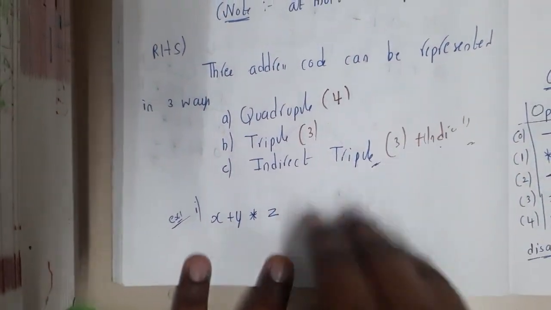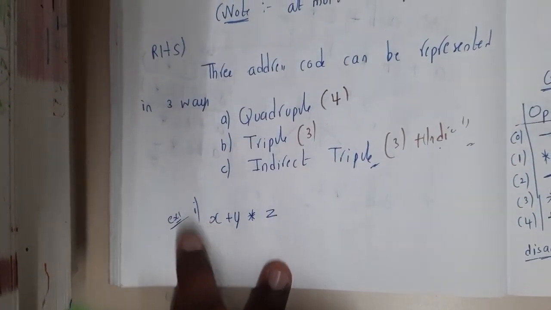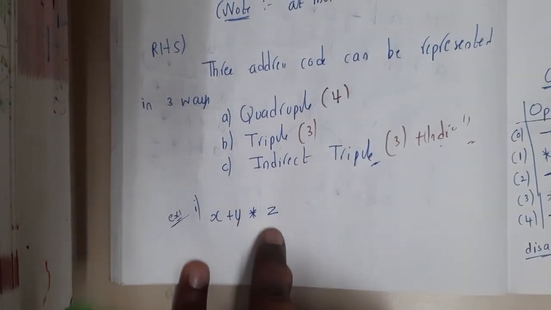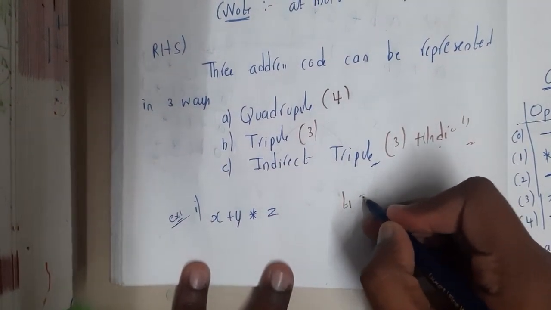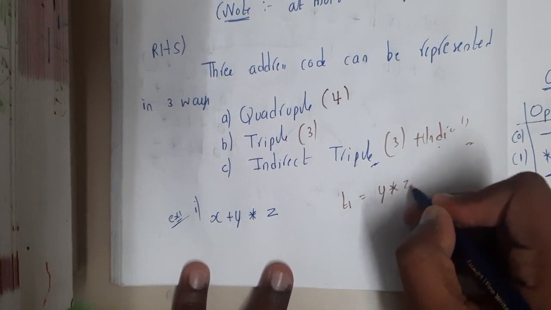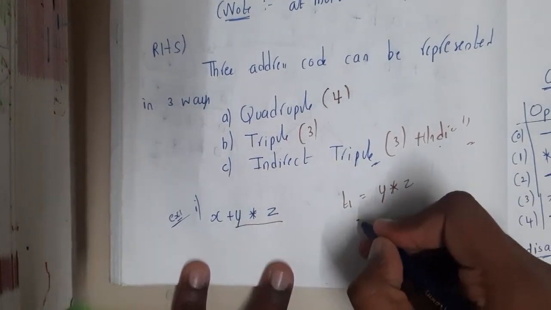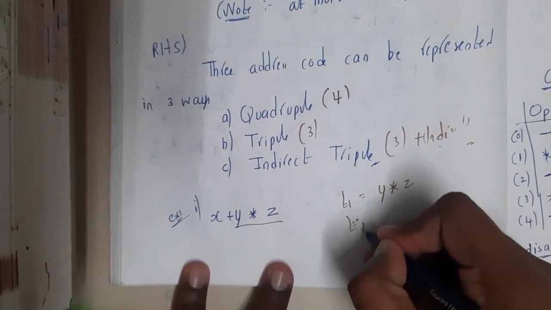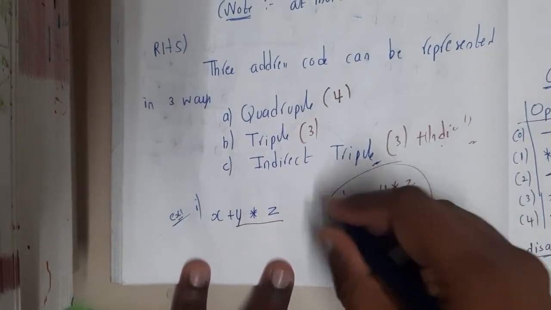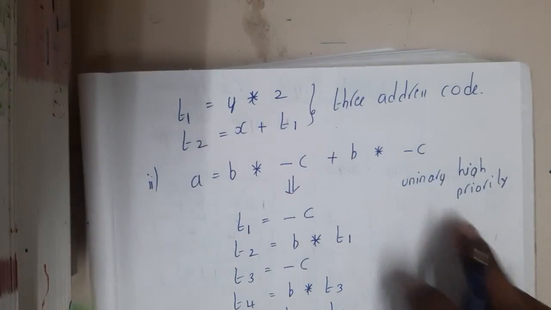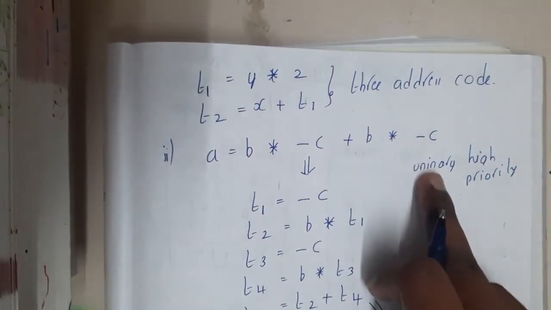So assume that the given expression is x plus y into z. For this, the intermediate code, that is the three address code, will be: t1 is equal to y into z first, and with respect to the result, t2 is equal to x plus t1. That's it. So this will be your intermediate code. Intermediate code is nothing but three address code, guys.